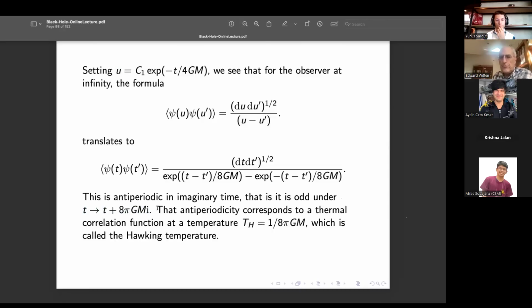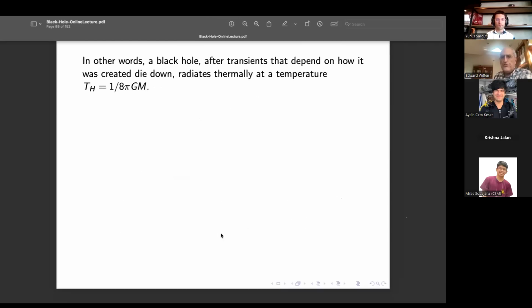Anti-periodicity for fermions or periodicity for bosons in imaginary time corresponds to a thermal correlation function with a temperature which is the inverse of the period. So the temperature is 1 over 8 pi GM, nowadays called the Hawking temperature, T sub H. And if I included Planck's constant, it would be h bar over 8 pi GM. Maybe I've written that on the next page. So this is how Hawking learned that a black hole, after transients that depend on how it was created die down, radiates thermally at a temperature 1 over 8 pi GM.